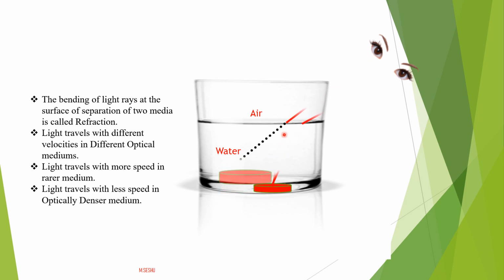So how did you get the image? By extending the refracted rays in the backward direction. Are you clear about that one? You studied all these things in your 9th class. Are you clear?